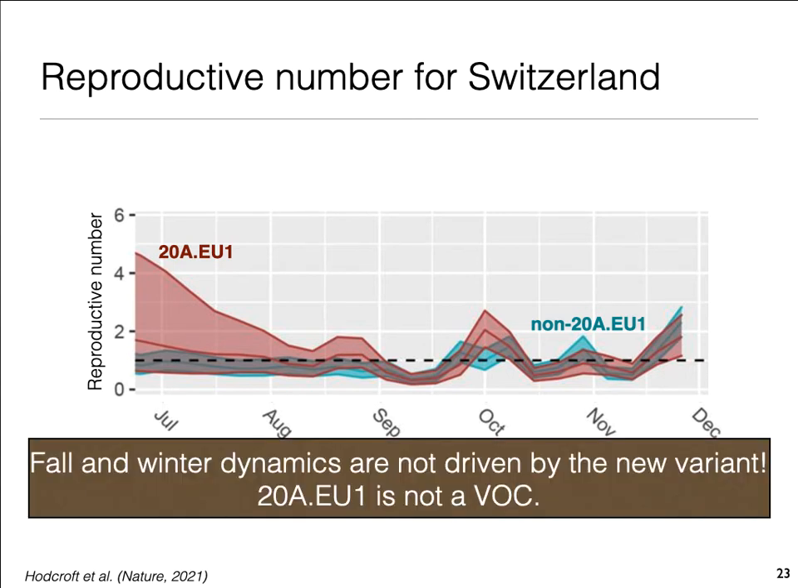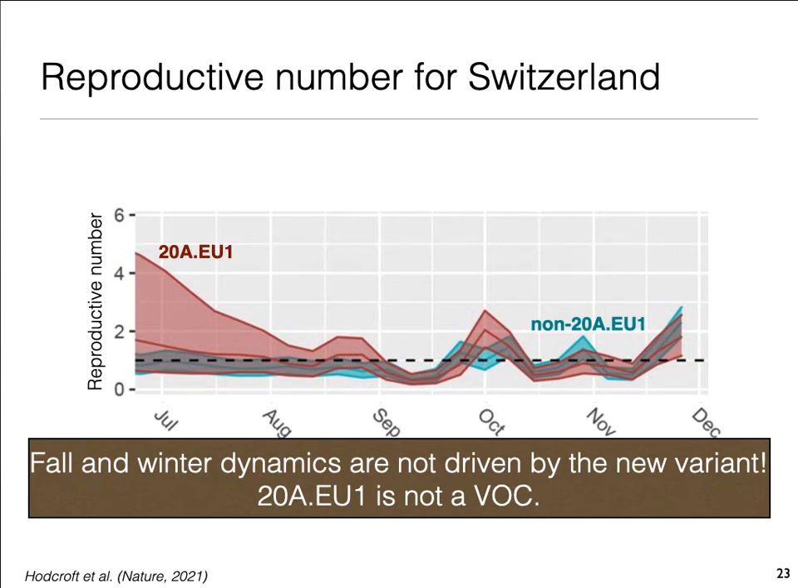So what we see for Switzerland, the fall and winter dynamics were not driven by the new variant. So it suggested really that 20A.EU1 doesn't have higher transmissibility compared to the co-circulating strains, as already suggested by comparing the frequencies of 20A.EU1 across the different European countries. So we concluded that 20A.EU1 is not a variant of concern due to having a higher transmissibility.